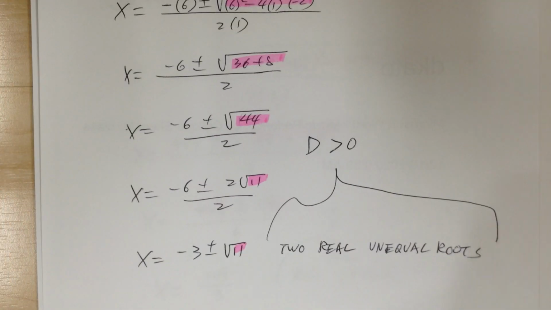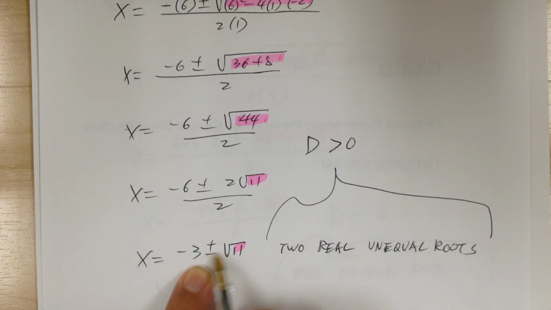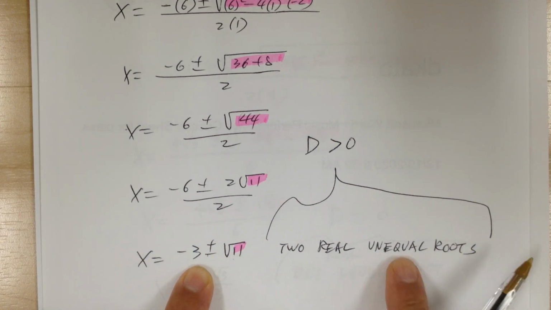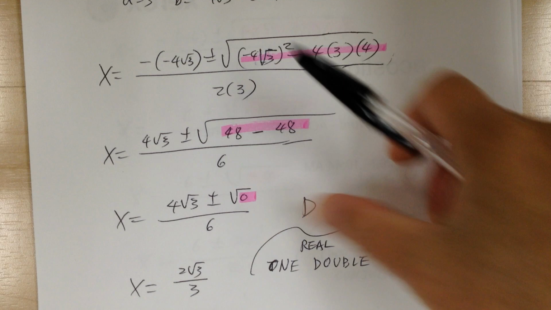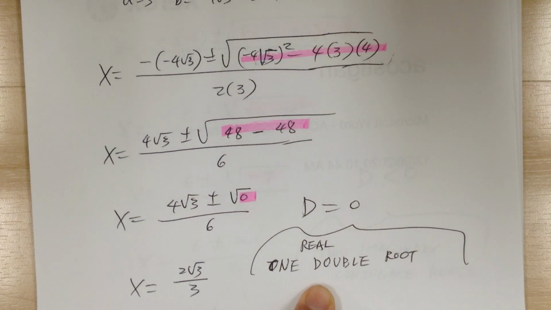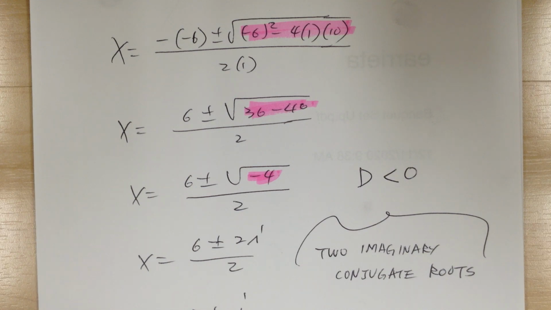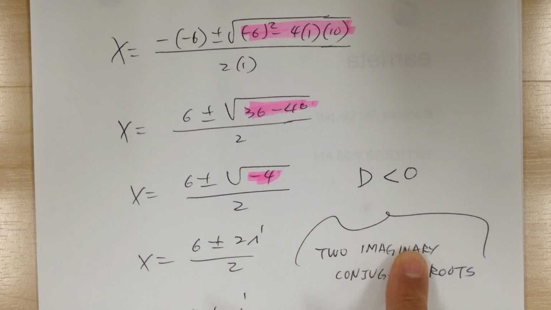So again, when d is greater than 0, you're going to get 2 real roots because of plus or minus, and they are not going to be equal. When d equal to 0, this is going to be gone, and so you're going to get one real double root. And then when it's less than 0, you're going to get two imaginary roots, and they're going to be conjugate.